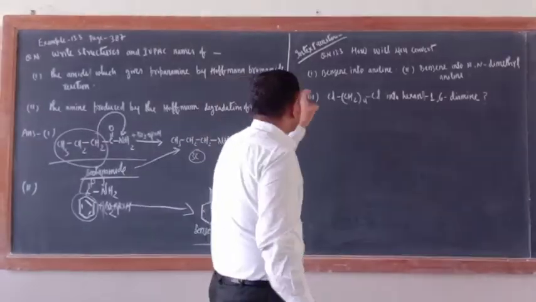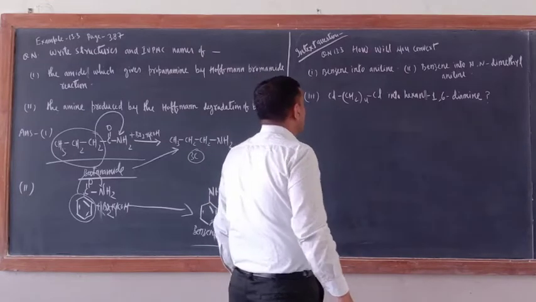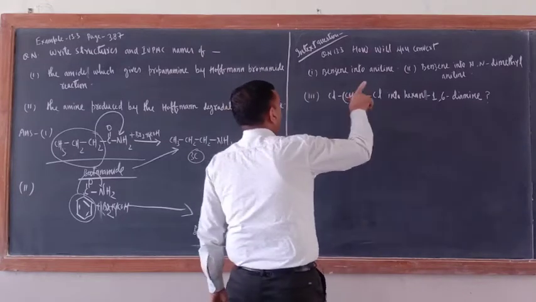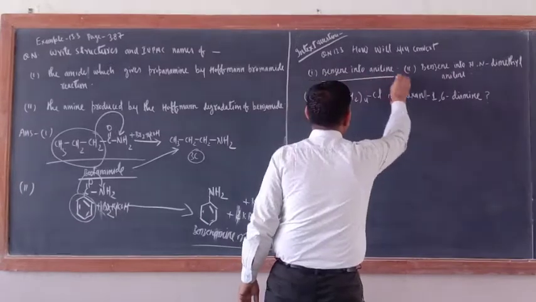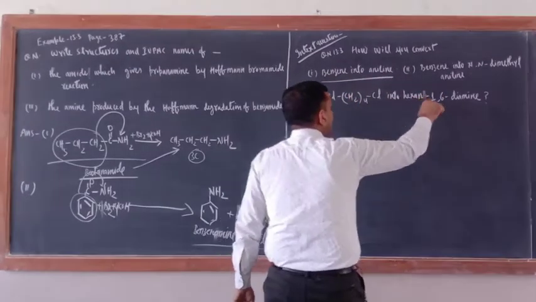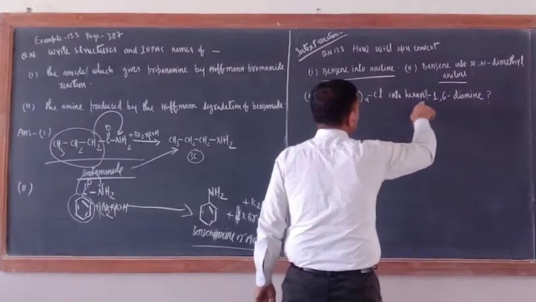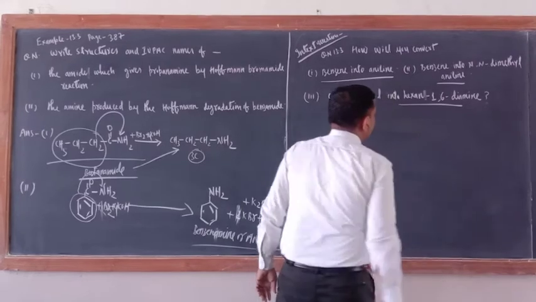Now the next one is in-text question number 13.3. How will you convert? Number 1, benzene into aniline. Second one is benzene into N,N-dimethyl aniline. And third, ClCH2 whole 4 Cl into hexane-1,6-diamine.